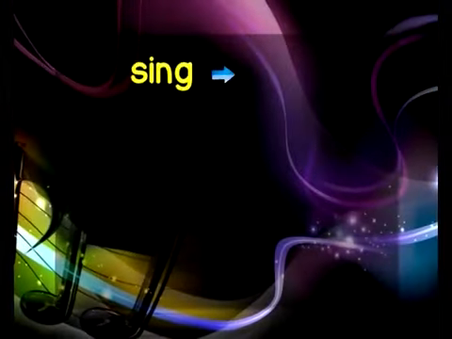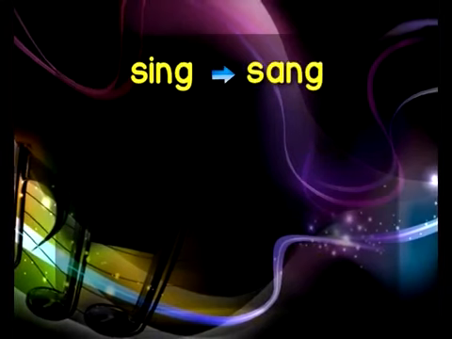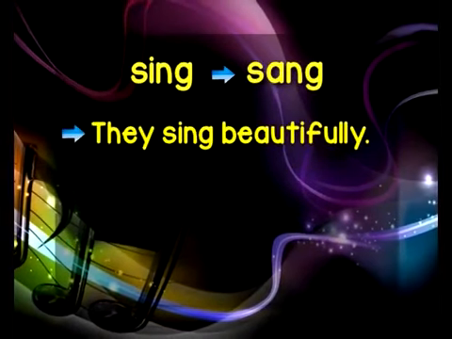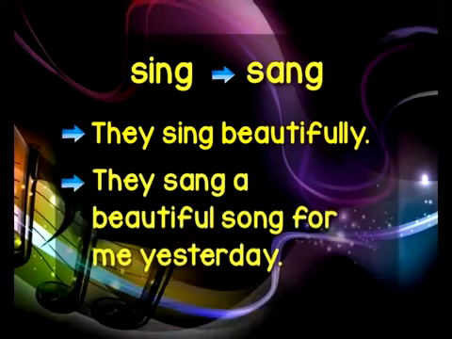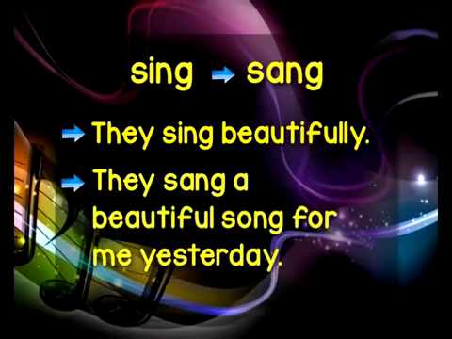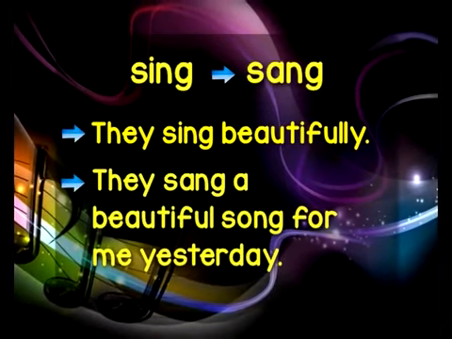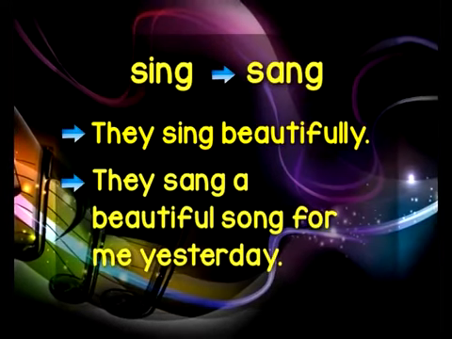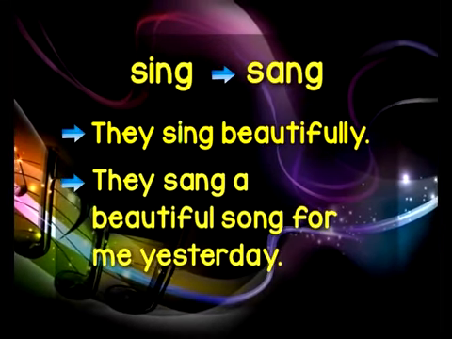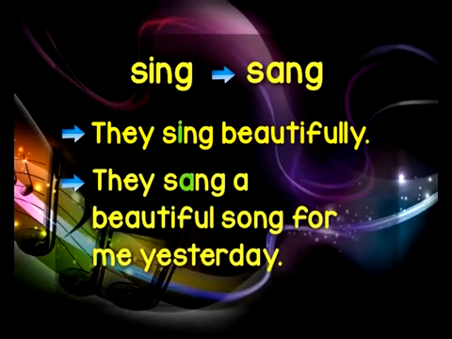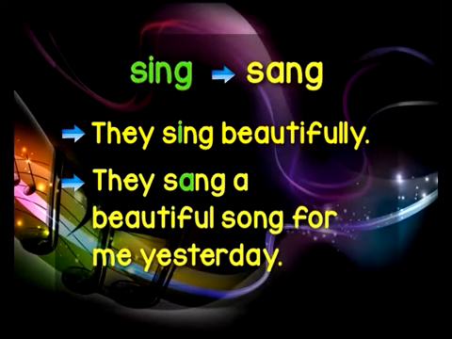Irregular verbs follow a pattern when they change from the base form to the simple past tense. Some of them undergo a vowel change. Here are some examples. Sing, sang. They sing beautifully. They sang a beautiful song for me yesterday. Can you see the vowel change? That's right. The I has become an A. Sing is now sang.